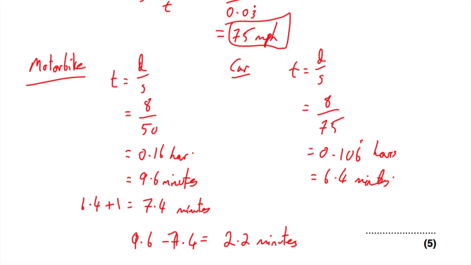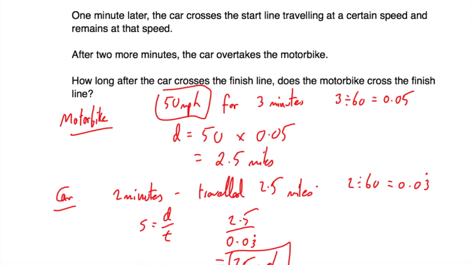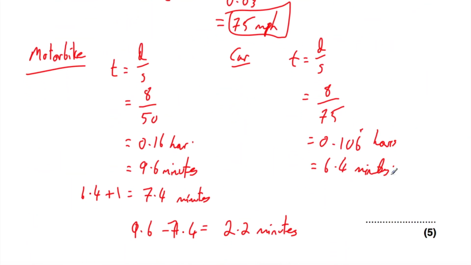You could give your answer. I'm just going to go up and check. It didn't say we had to give our answer in seconds. So you could give your answer as 2.2 minutes there. I'm going to times that by 60, so I'm going to do 2.2 times 60, and that's equal to 132. So it crosses the finishing line 132 seconds after the car, and that's it. I just changed that 2.2 minutes into seconds.